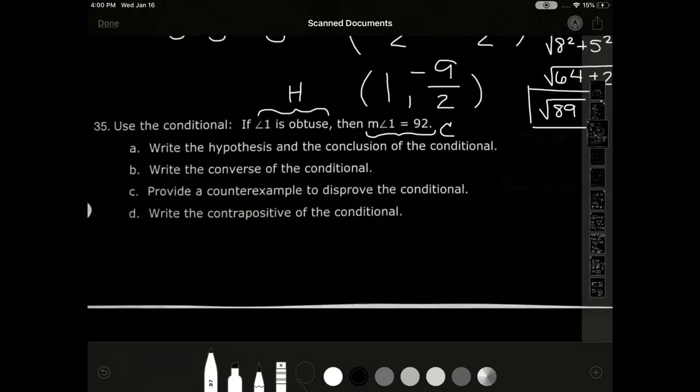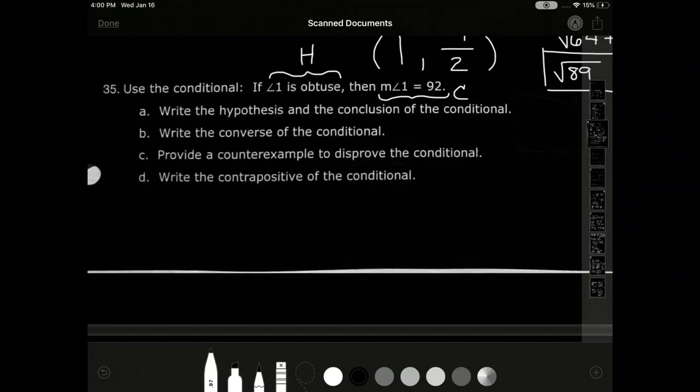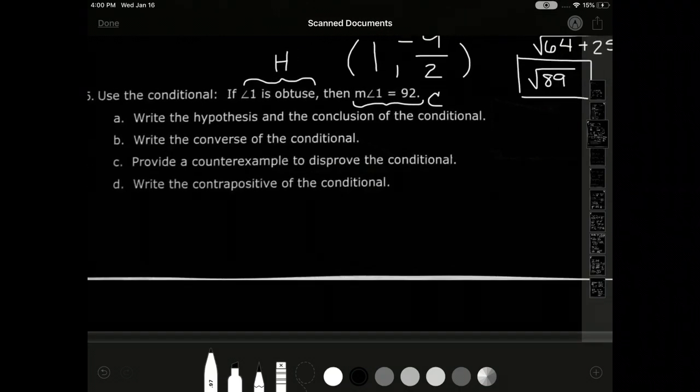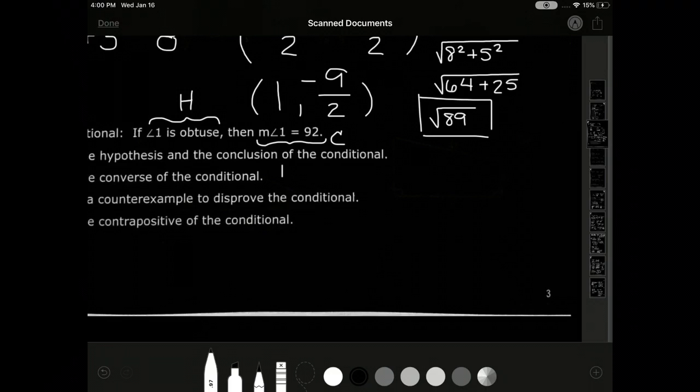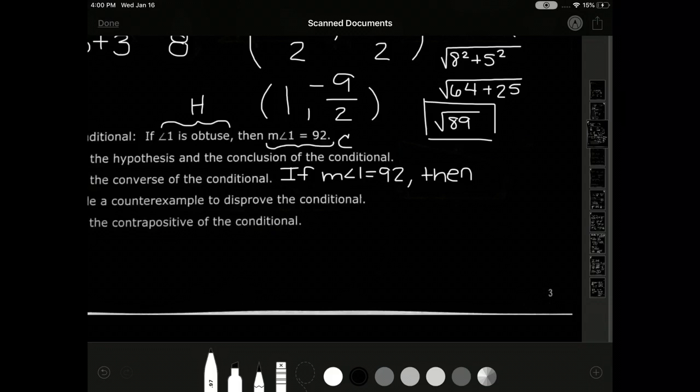So we want to write the converse of the conditional, which means all we're going to do is take it and flip it. So the converse becomes if the measure of angle 1 equals 92, then angle 1 is obtuse.